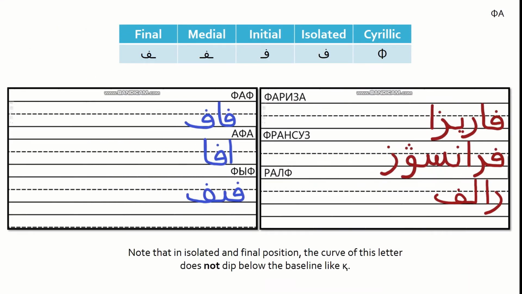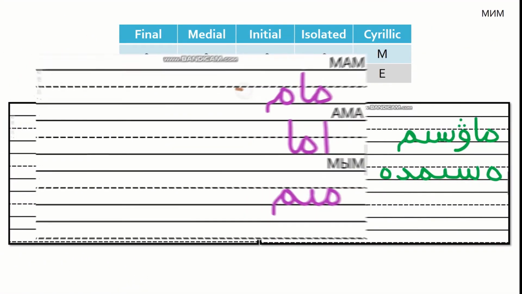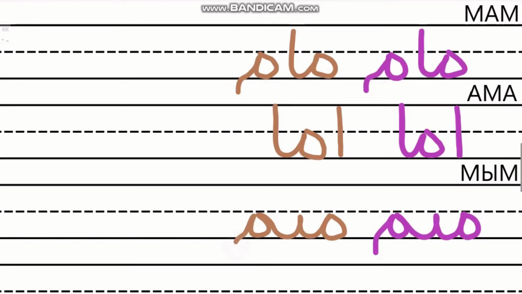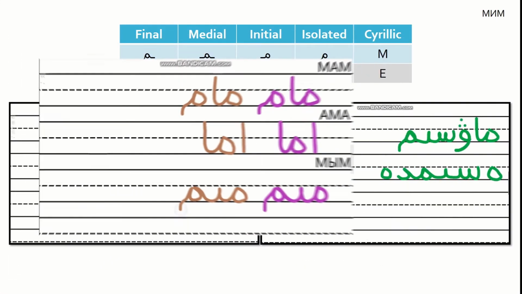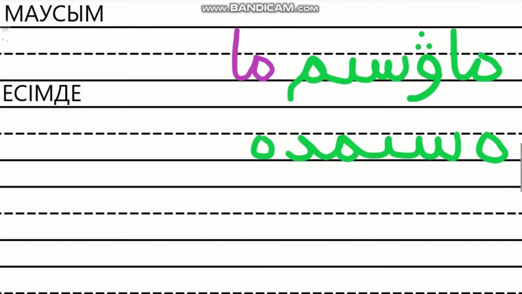The next letter is mim, which corresponds to the Cyrillic letter M. To write this letter, recall the letter ha. We start in the middle dotted line and make a raindrop shape with a slightly flat bottom. If we stop here, it is ha. But we continue and return once more to the bottom line to connect to the next letter. This is very important so as to not mix the 2 letters. In the final position, the tail hangs below the bottom line. Now let's practice with real words.